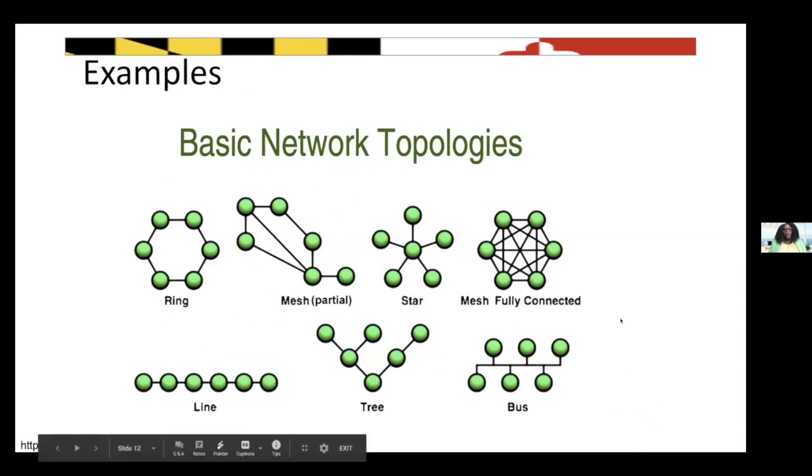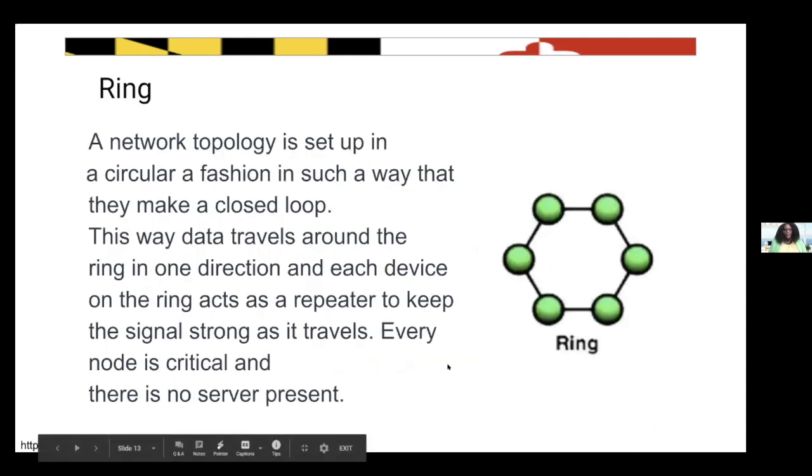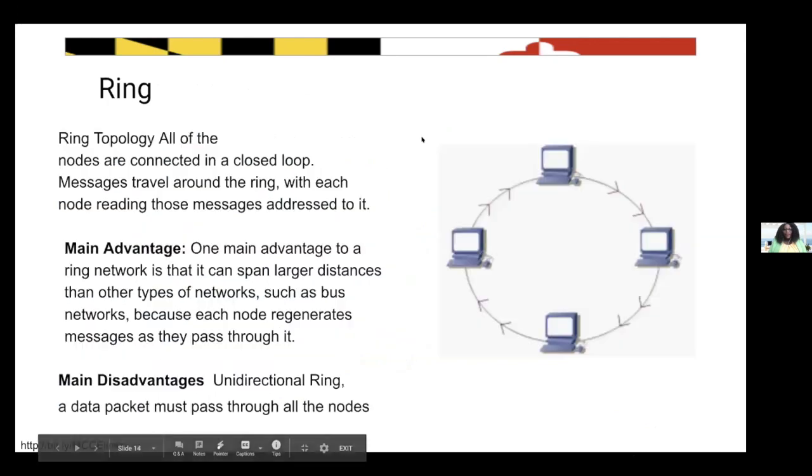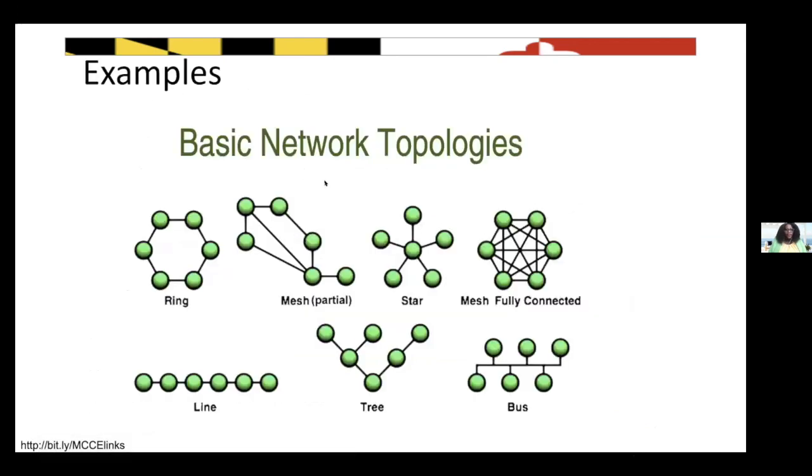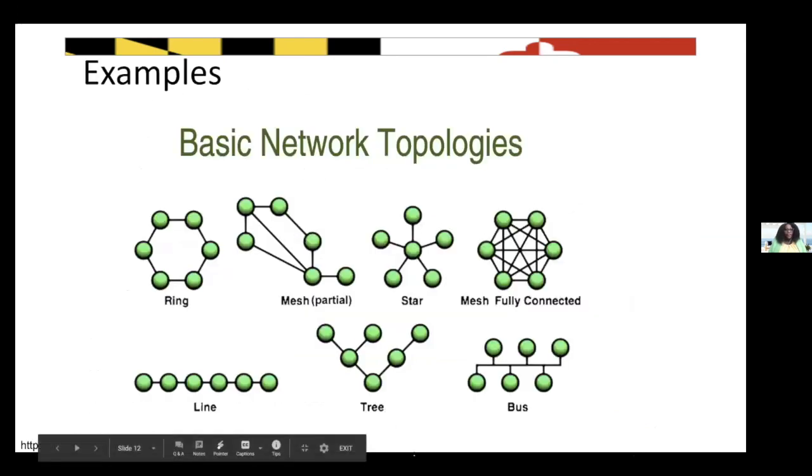You have... my computer stopped working. All righty. You have the line ones, you have a tree one, and you have a bus.